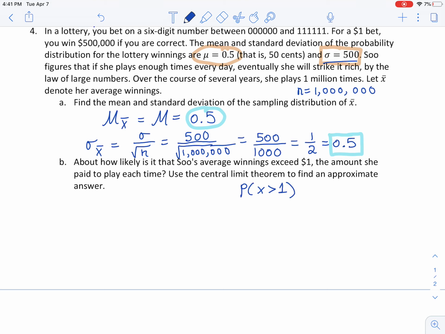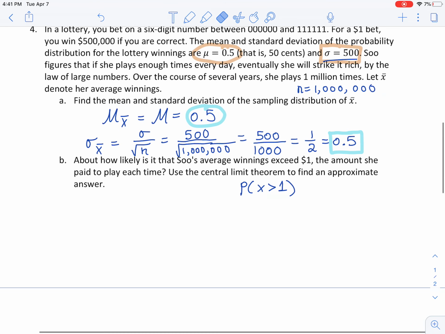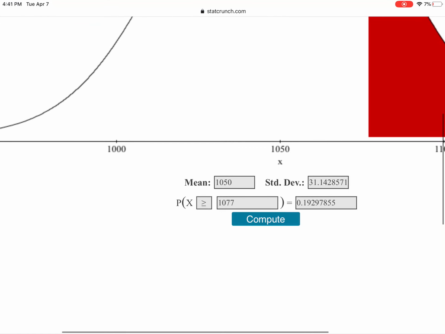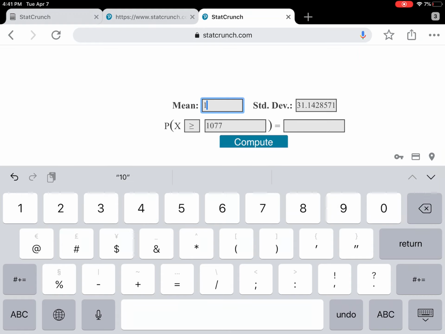50 cents. So how likely is it that Sue's average winning exceeds $1? They're wondering what's the probability that this winning is going to be greater than 1? Find the amount she paid to play each time. Use the central limit theorem to find an appropriate answer. Why are we allowed to use the central limit theorem? Look at this crazy Sue. She played it a million times, and a million is definitely greater than 30.